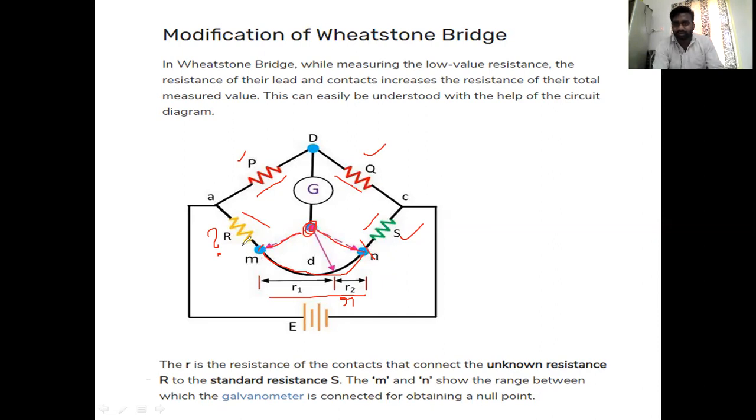In order to eliminate that, we have connected a center point, that is small d. Here we connected the resistance, and the resistance is split into R1 and R2. R2 is connected with respect to standard resistance S, and R1 is connected with respect to capital R. That is the construction of Kelvin's bridge, which is a modified Wheatstone bridge.